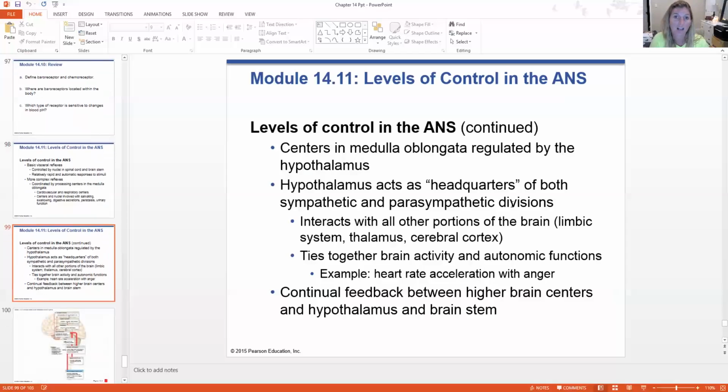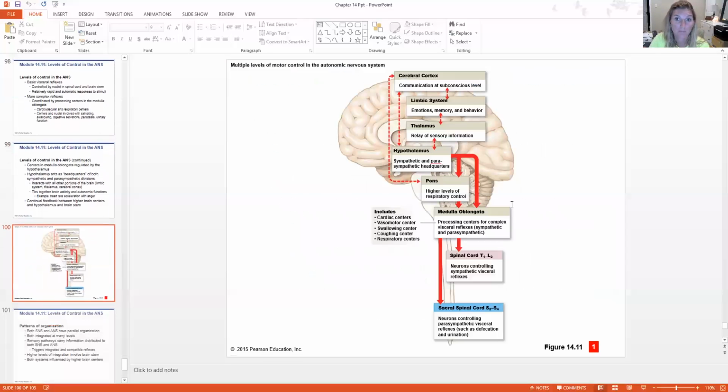The hypothalamus acts as the headquarters of the sympathetic and parasympathetic divisions, interacting with all the other parts of the brain, including the limbic system, the thalamus, and the cerebral cortex, tying it all together in autonomic function. So, heart rate acceleration with anger, right? You get angry and all of a sudden your heart's beating out of your chest. It provides continual feedback between those higher centers of the brain, the hypothalamus, and the brainstem.